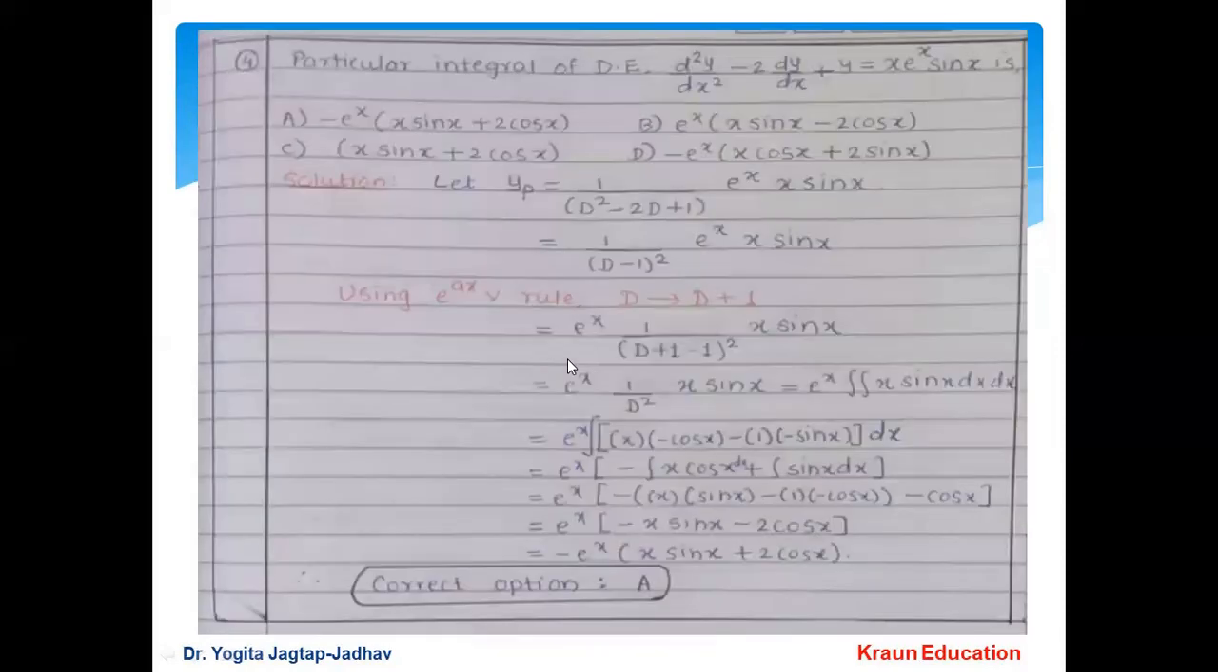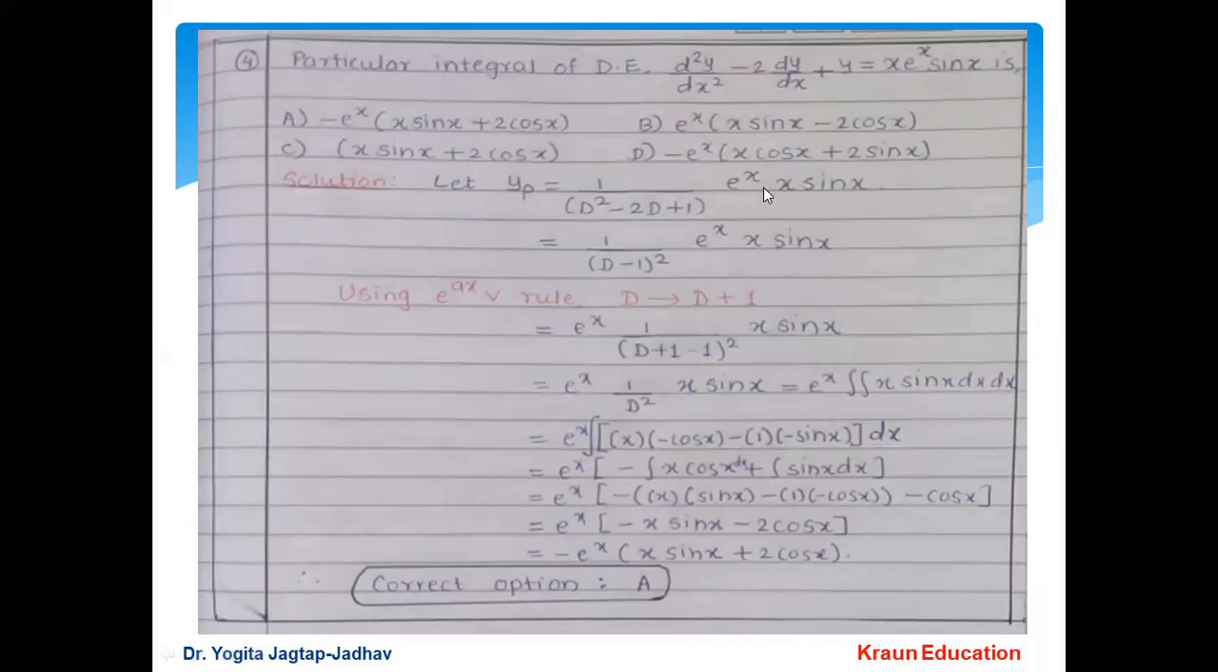Now in the fourth example, when I observe f of x, here we have x into e raised to x into sin x. Again, by definition of the particular integral, we have yp equal to 1 upon d square minus 2d plus 1 operating on this f of x, that is e raised to x into x into sine x. This is obtained just by rearranging the given f of x.